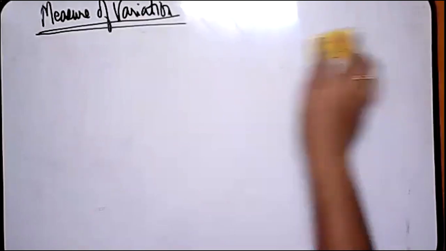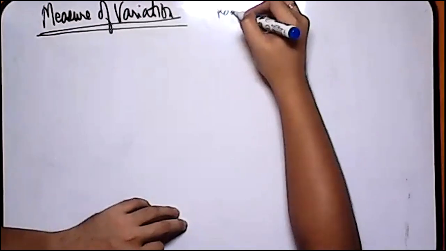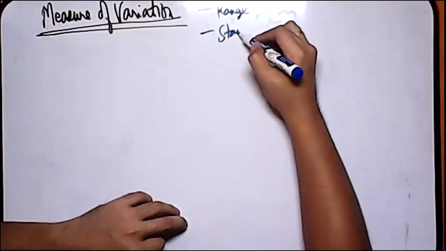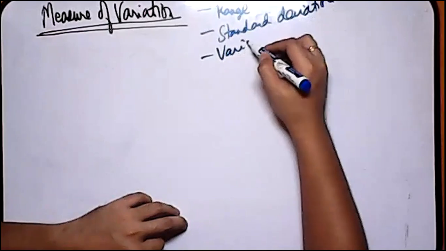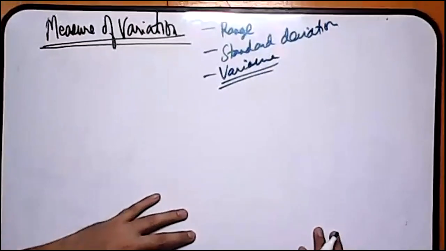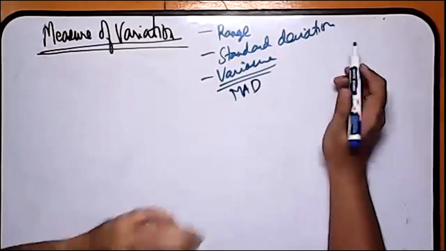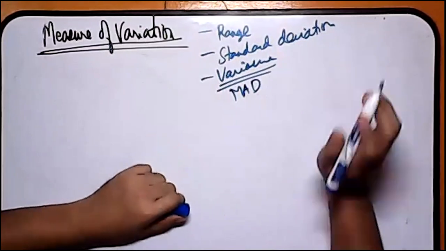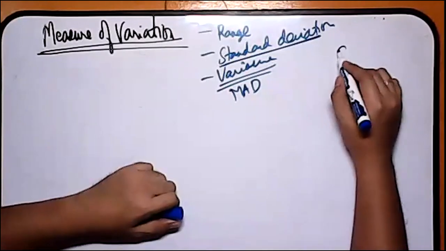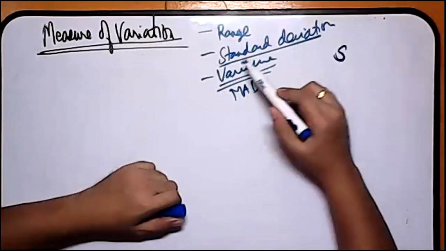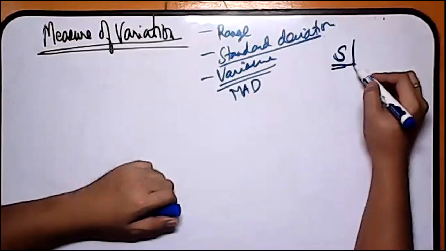Now, napakaraming napag-aralan na measures of variation na na-include sa inyong unit module. Katulad ng range, okay? Katulad ng standard deviation. And also, you have variance. At meron ding MAD, mean absolute deviation, etc. But in research, ang pinaka-ginagamit na measures of variation ay ang ating standard deviation. Okay, which is symbolized by S. Okay, so the standard deviation, S. At ito yung pag-uusapan natin ngayon.